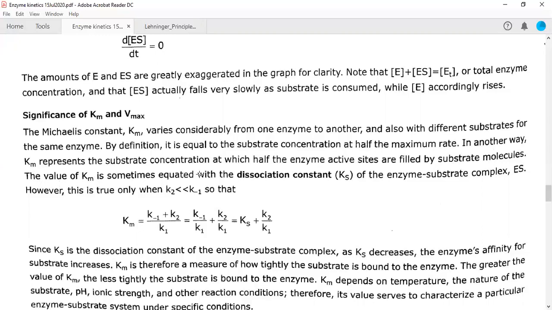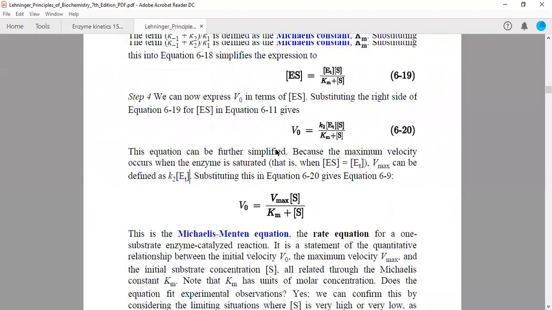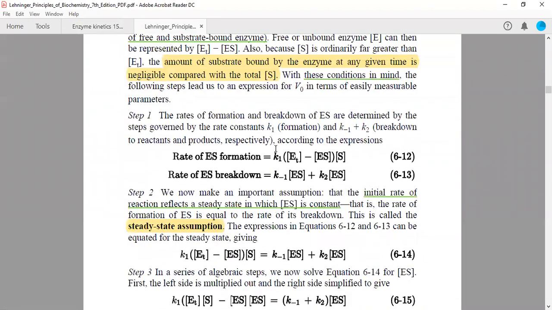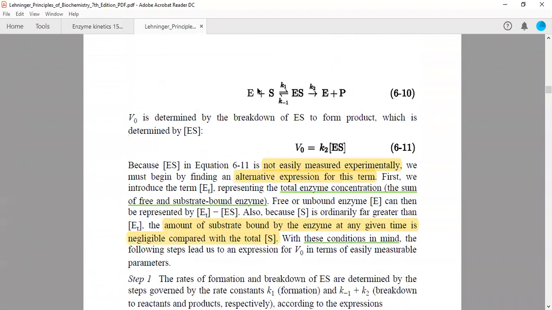So the value of Km is sometimes equated with the dissociation constant Ks. Therefore, this value is important to know in enzyme substrate complexes. This is true only when K2 is very, very less than K minus 1. So you need to assume one thing first of all. See here, there was an equation where the enzyme and substrate are converted into the enzyme substrate complex, and this complex is broken down.